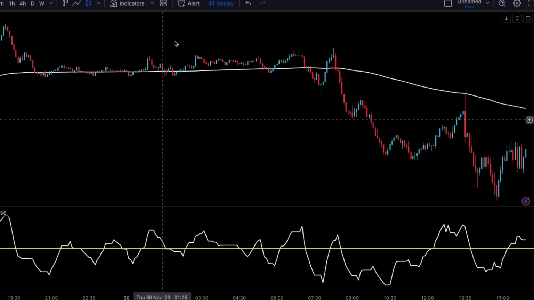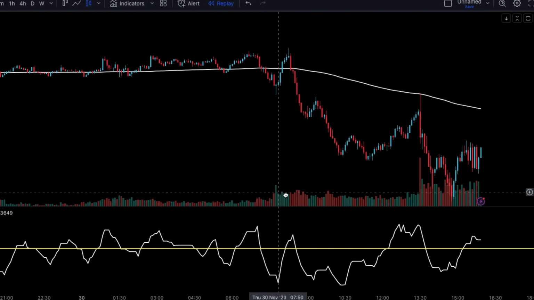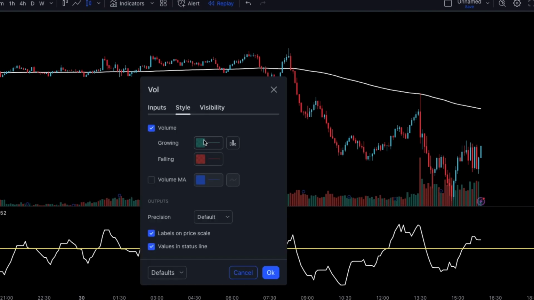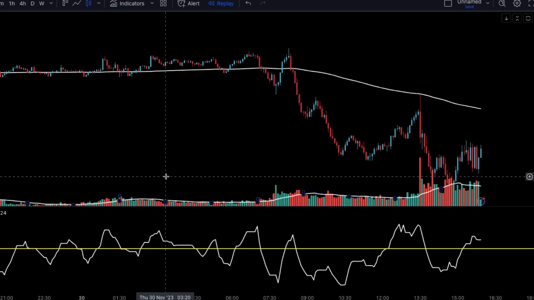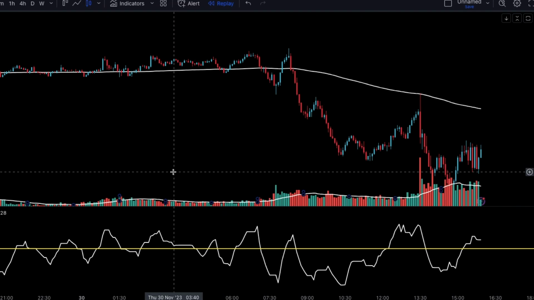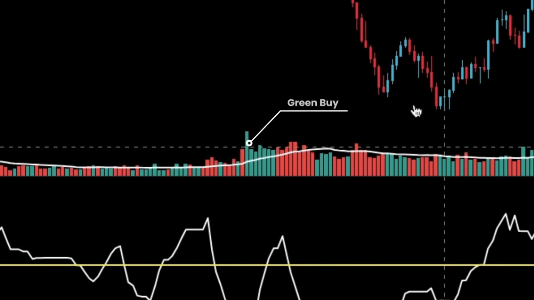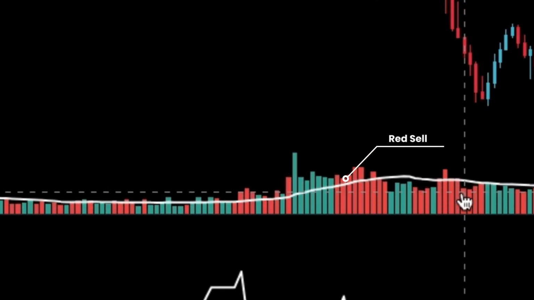Now let's go back to the indicators and type in volume. Now we need to make some adjustments to the volume, so double click, and we're going to make both the candles just more visible, as well as add in the volume MA. So the volume in this strategy is going to be used for our final entry confirmation. So when the candles are green and above the white line, we're going to be looking for longs. And when it's red and above the white line, we're going to be looking for sells.